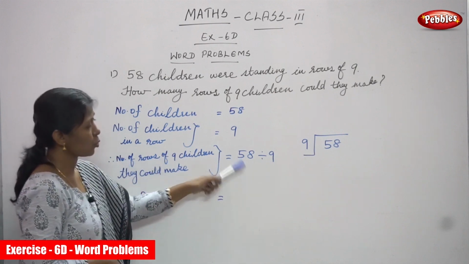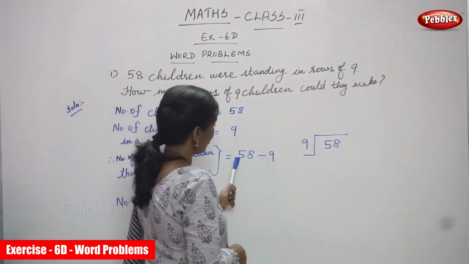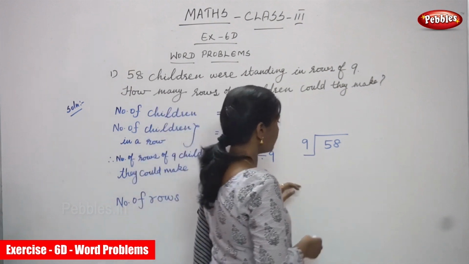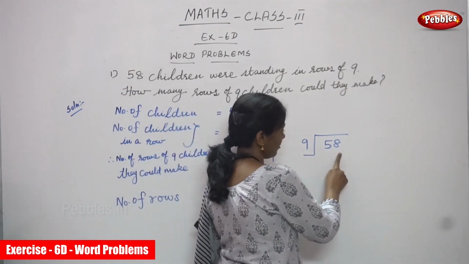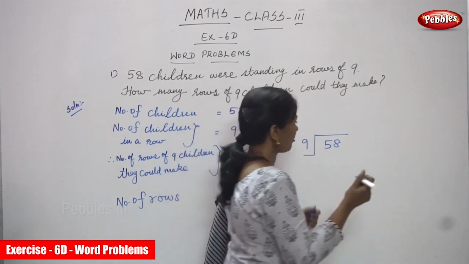58 is the total number of children, and in each row 9 children were standing. So 58 is going to be divided by 9. 58 is the dividend and 9 is the divisor. You must use the 9th table. So I'll write the 9th table.